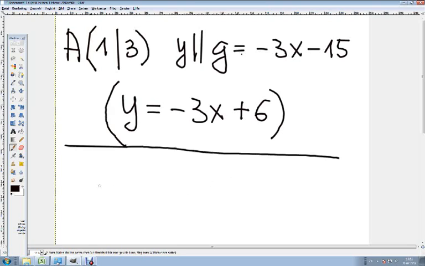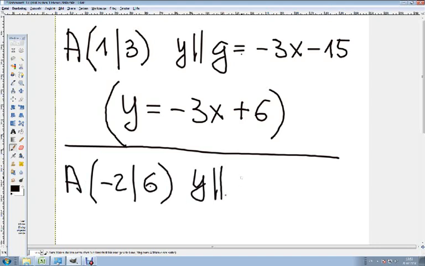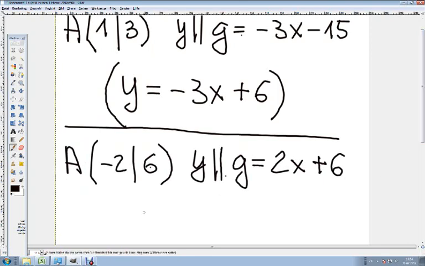And another example. My line passes through the point minus 2 and 6, and my line y is parallel to g given by 2x plus 6. My result here would be y equals 2x plus 10.